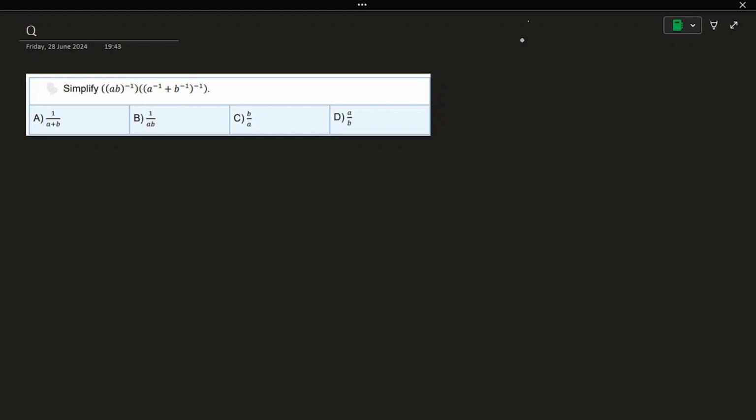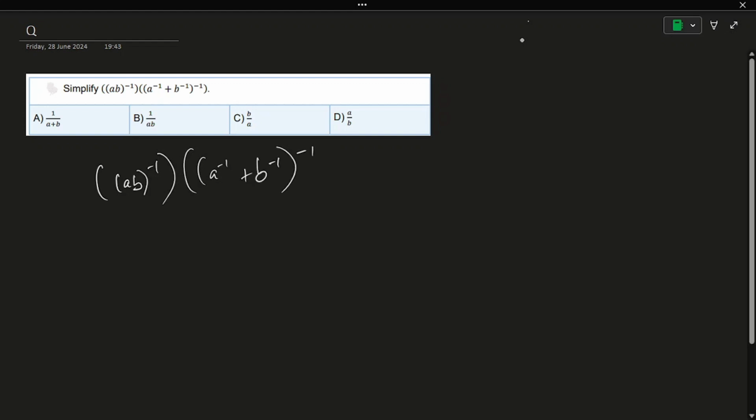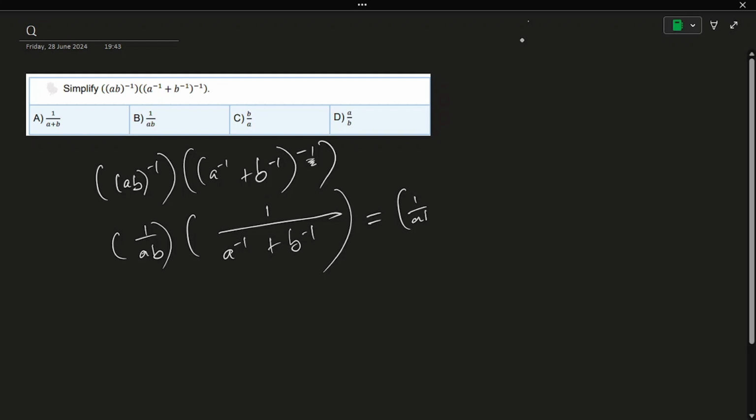I'm not going to say it out loud, but let's try to write it down so we can simplify it, right? So we have (ab) to the power of negative 1, and we have (a to the power of negative 1 plus b to the power of negative 1) all to the power of negative 1, and close bracket. Let's try to solve this. This is the same as 1 over ab, and before we deal with what's inside, let's first deal with this negative 1, this one. So this is the same as 1 over a to the power of negative 1 plus b to the power of negative 1, like that. So this is easier to look at, which is the same as 1 over ab.